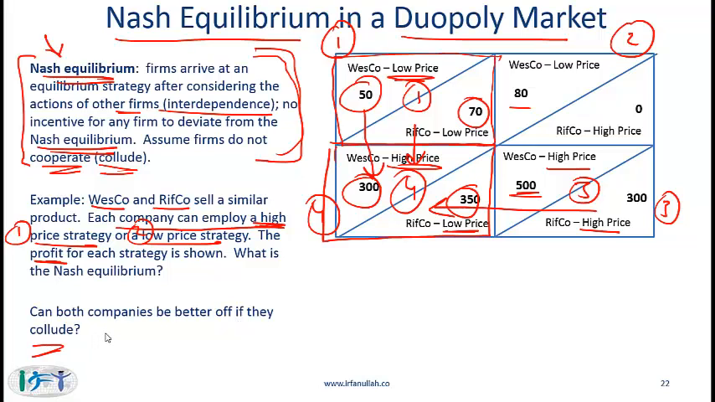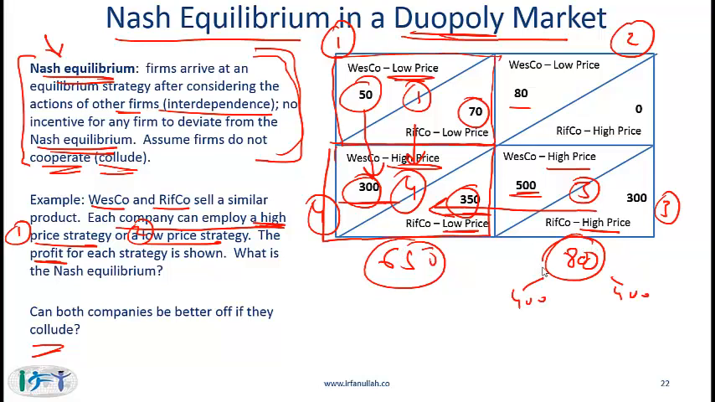The question now is, can both companies be better off if they collude? And the answer clearly seems to be yes, because if you look at the overall industry profit, and the industry here is characterized by these two companies, we have a duopoly. The overall industry profit of 800 is clearly maximum over here versus the next best scenario for the industry, which is 650 over here. Now if Wesco and Rifco decide to collude, how would they be better off?